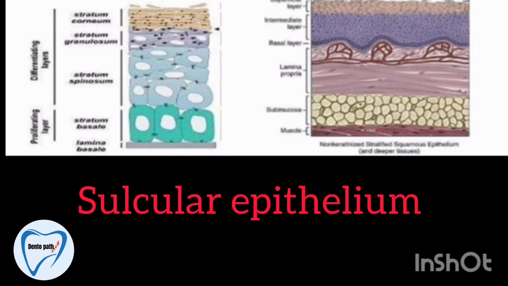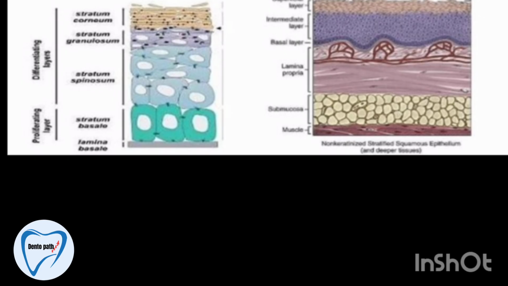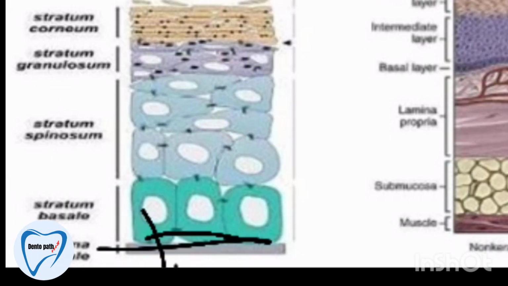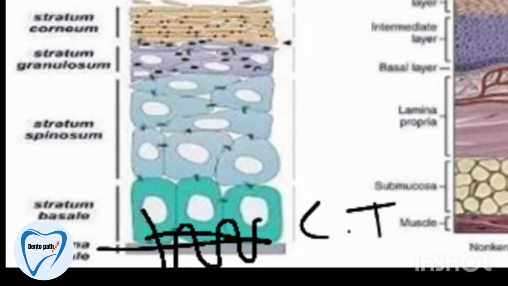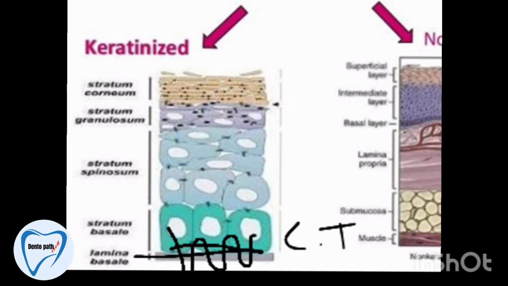Sulcular epithelium lines the gingival sulcus. It is non-keratinized stratified squamous epithelium without rete pegs. Rete pegs means the insertion of the basal layer into the connective tissue, so it does not have those rete pegs. As it is non-keratinized epithelium, the sulcular epithelium lacks granulosum and corneum strata.